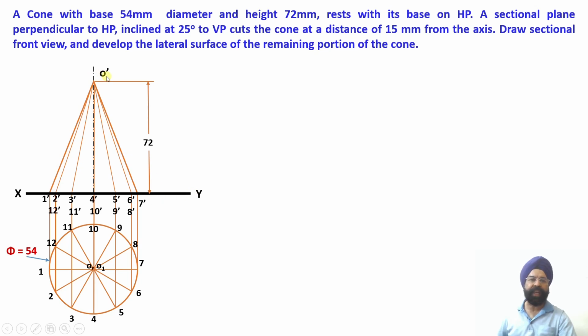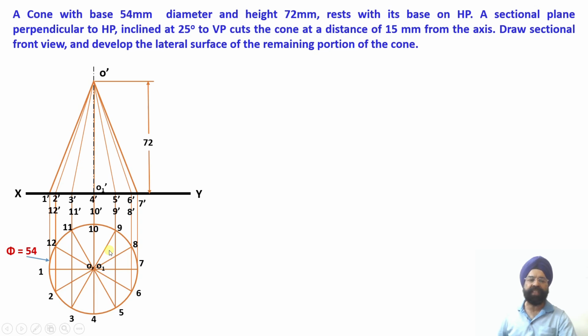Now this is my axis point at the apex. Then I have the axis point lying at the base. So this is going to be the axis O dash and O1 dash, right? Now this is the projection of the uncut cone in the front view. These are the projections of the uncut cone in the top view.